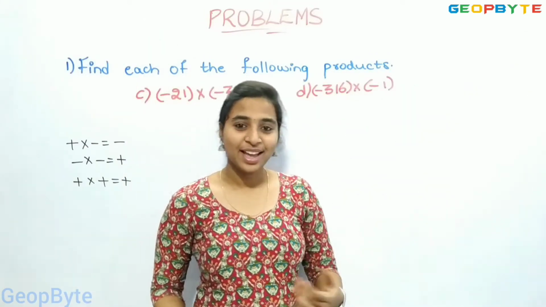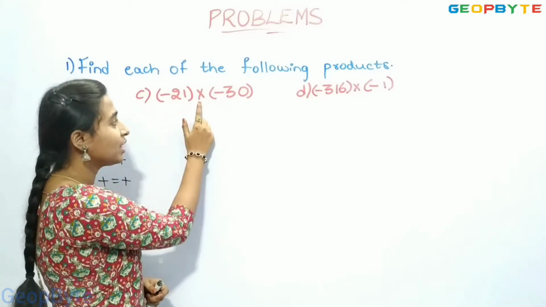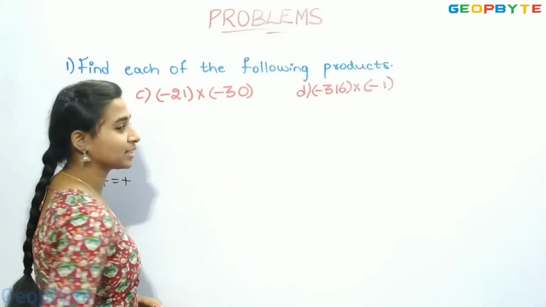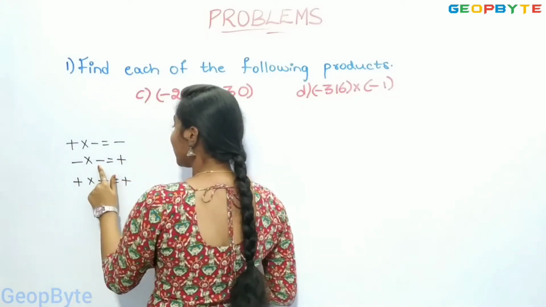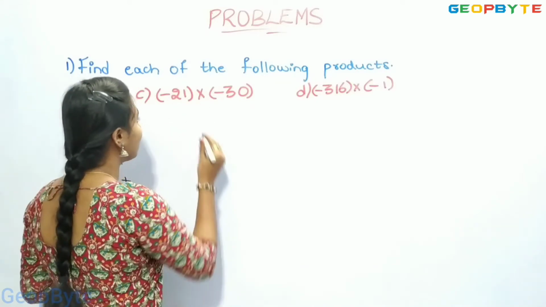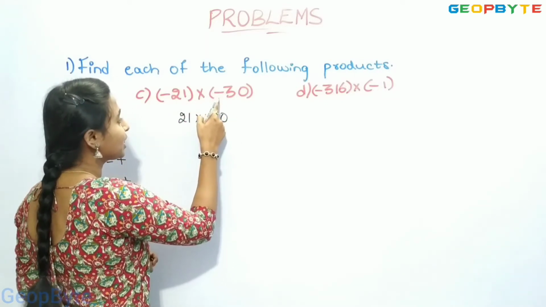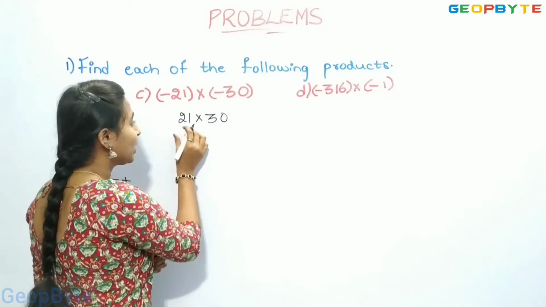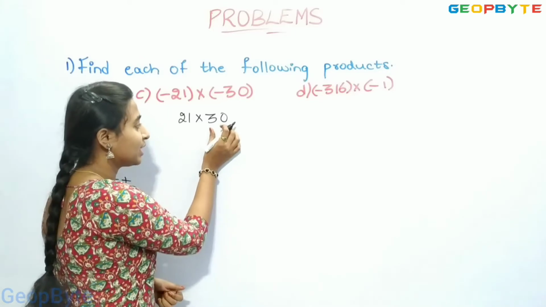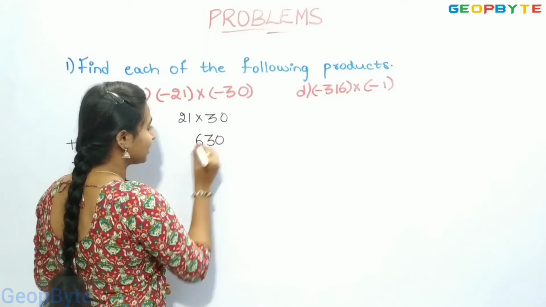Now, let us see another question. That is C bit. We have minus 21 into minus 30. Here, the condition is minus into minus. We have minus into minus is equal to plus. That means minus 21 into minus 30 becomes 21 into 30, as minus into minus becomes plus. Now, 21 into 30. What is 21 threes? 63. As we have 30, 630. 21 into 30 is 630.